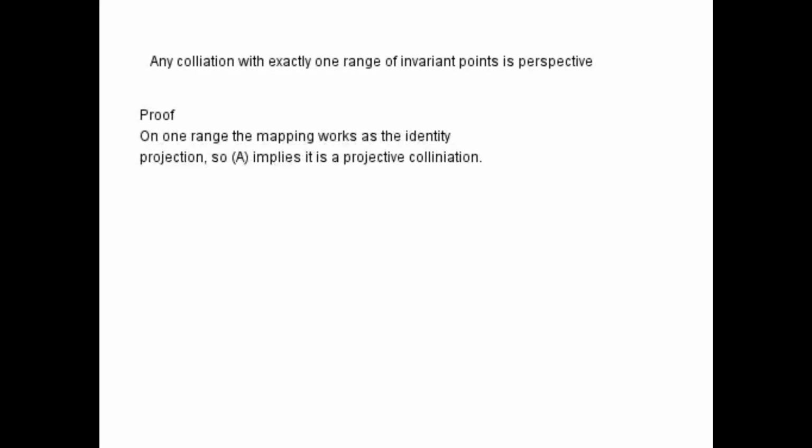So the proof then? Well, firstly, let's suppose that one range of this collineation is invariant. Well, in that case, I mean, the identity mapping, which leaves all the points invariant, is a projectivity. So that implies that we have a projective collineation. But is it a perspective collineation? Well, yes it is, as we shall soon see.